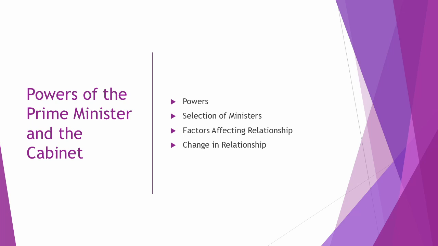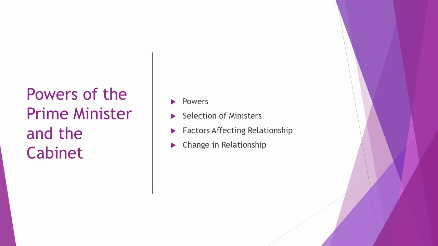The factors that affect the relationship between the cabinet and the Prime Minister include the Prime Minister's leadership style, the strength of the cabinet, party unity, media influence, and external events. The Prime Minister's leadership style affects the relationship because a dominant leader may centralize power, while a collaborative leader may share decision-making. The strength of the cabinet influences the relationship as a united and influential cabinet can limit the Prime Minister's authority.